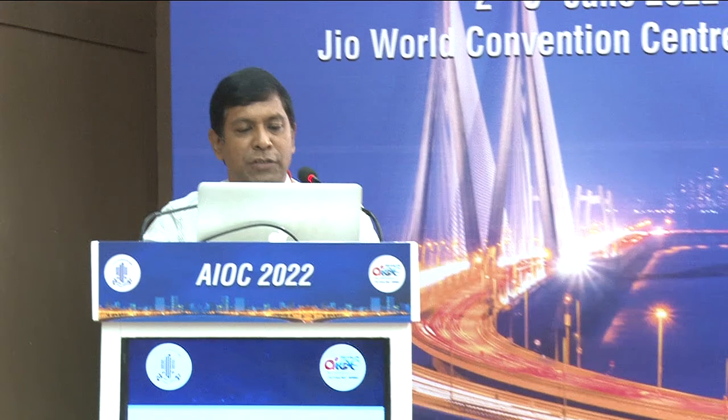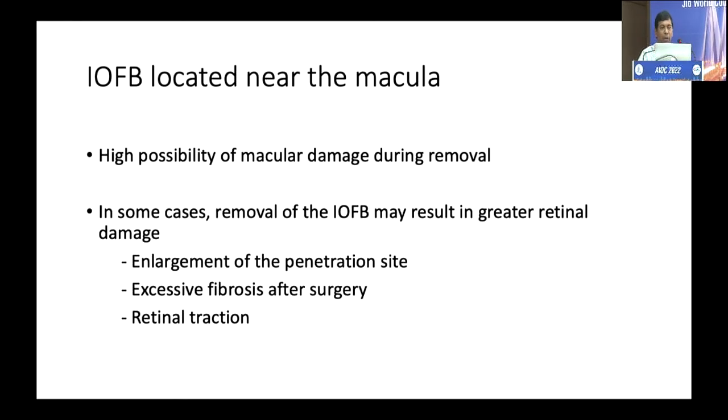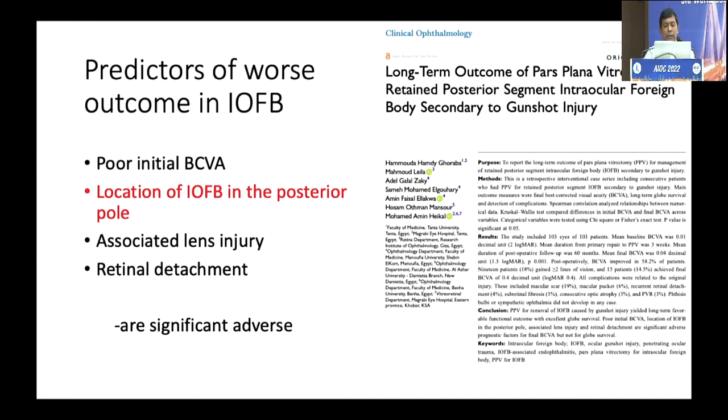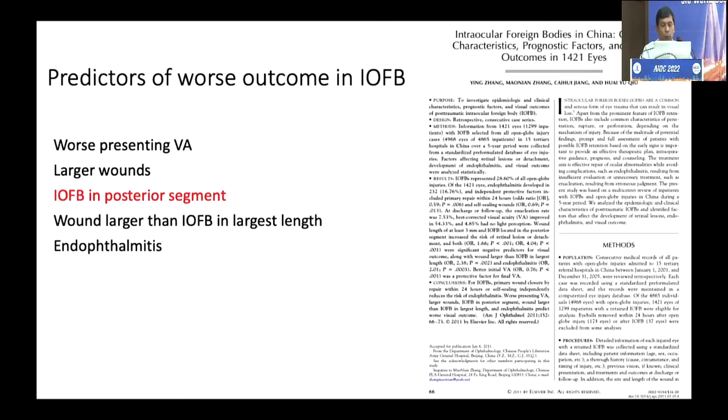Very good afternoon, and I would like to thank Sudipta and AIOC for this opportunity. We all know that intraocular foreign bodies located near the macula have a high possibility of macular damage, even during removal, because of the enlargement of the penetration site. There might be excessive fibrosis after surgery, there might be retinal traction, and there are several significant adverse effects. The most important adverse prognostic factor for final visual acuity is the location of a foreign body in the posterior pole.